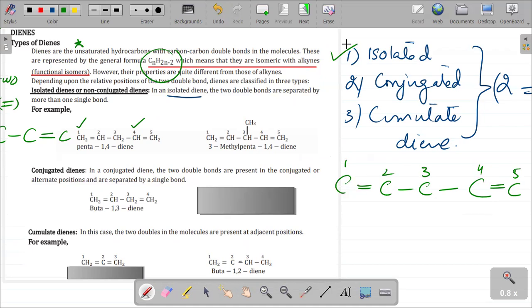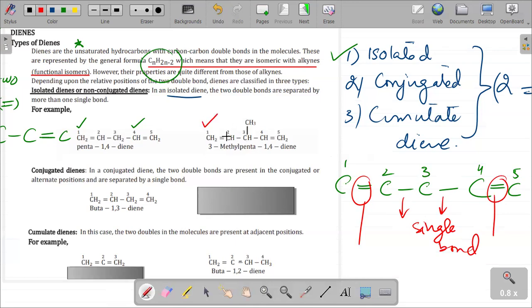So we said that in an isolated diene, the first double bond and the second double bond are separated by more than one single bond. These are the two single bonds, right? So the two double bonds are separated by more than one single bond. So this is called the isolated diene. This is the example of the isolated diene, which is penta-1,4-diene, and the second one is also an example of the isolated diene.